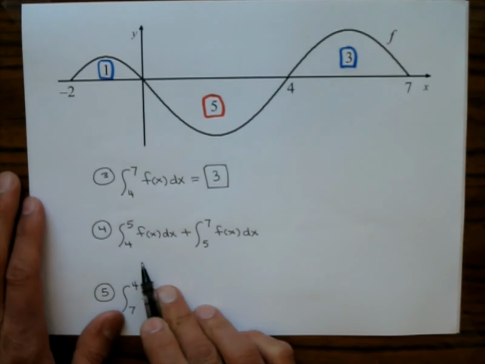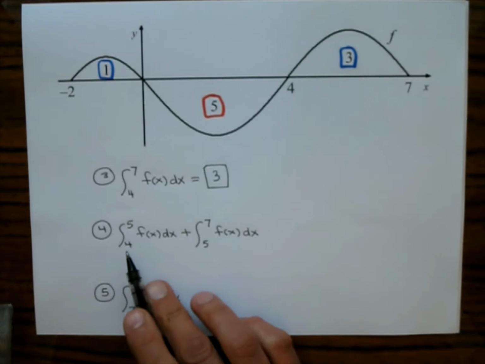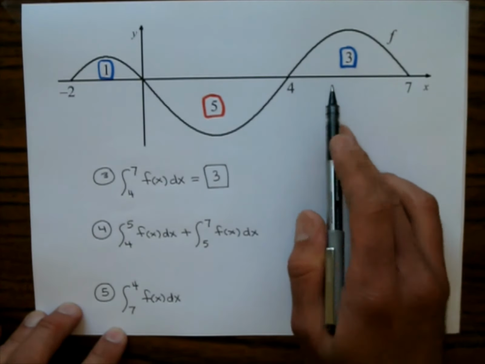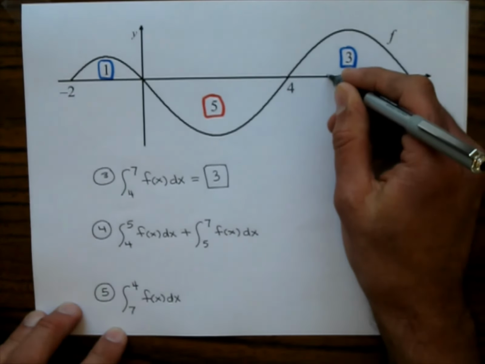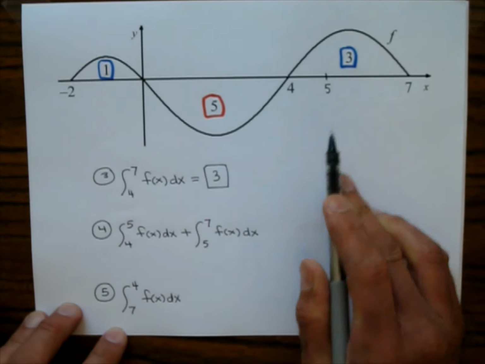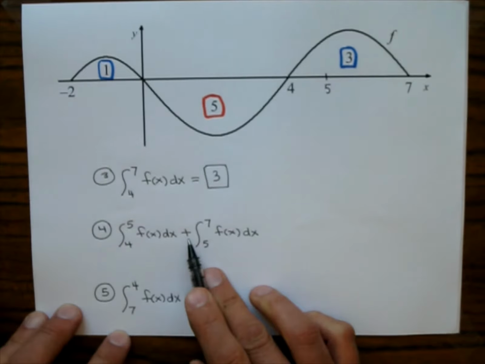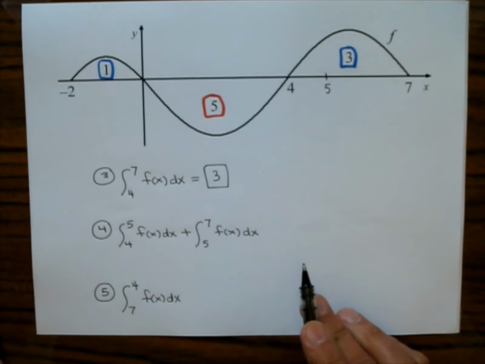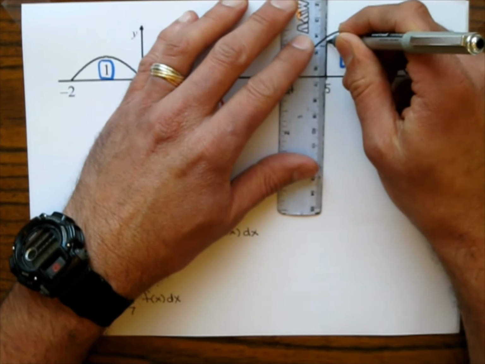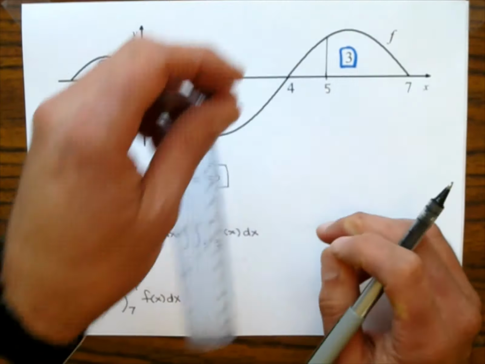Now look at this one right here. This one says from 4 to 5. Now we don't have a point for 5. I'll put 5 right here. And then we go plus 5 to 7. Okay, so let's go ahead and do this right here.